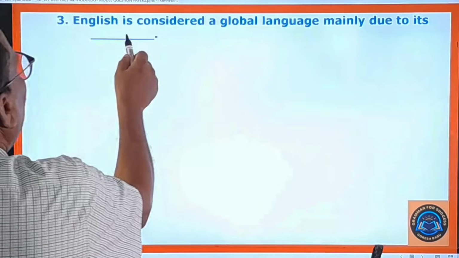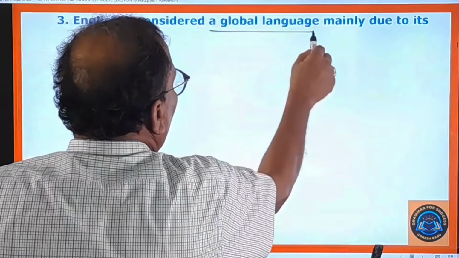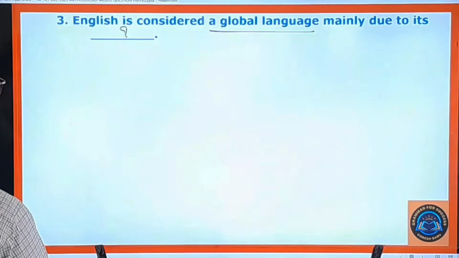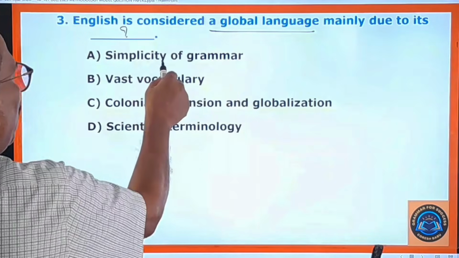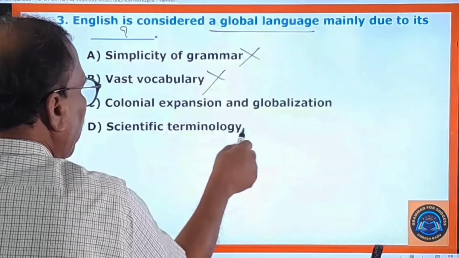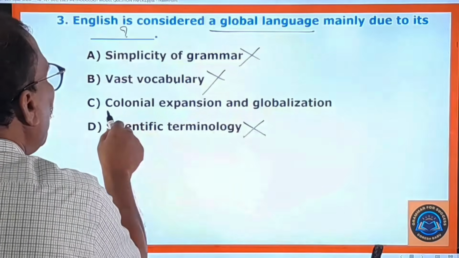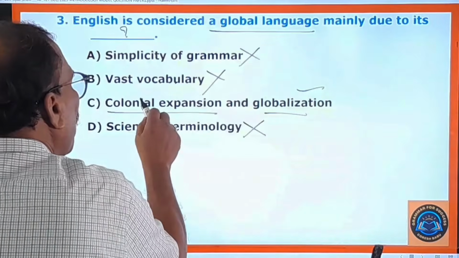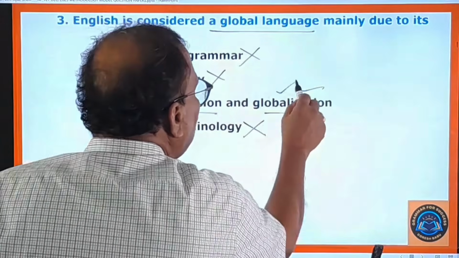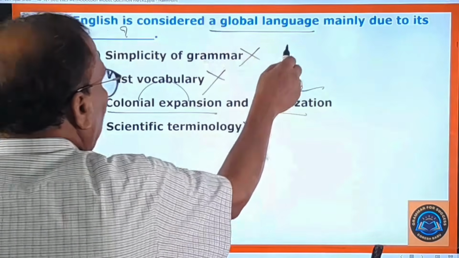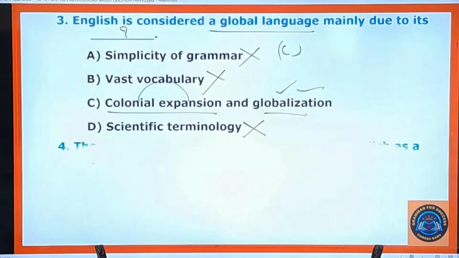Third question. English is considered a global language mainly due to its dash. Mainly due to its what? Here are given four options. Simplicity of grammar? No. Vast vocabulary? No. Scientific terminology? No. But colonial expansion and globalization. Only because of colonial expansion and globalization, English is considered a global language, and therefore C is your answer.